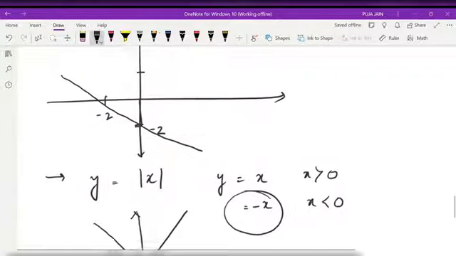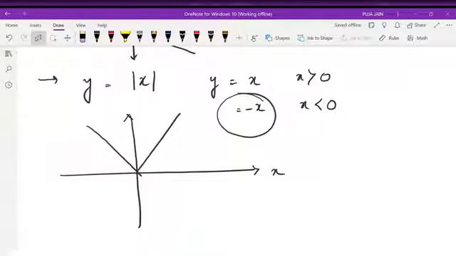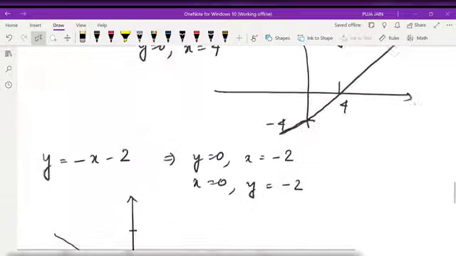Here also comes the concept of the Dirac delta, which I will explain separately in the next video. But first, today we will just discuss graphs.